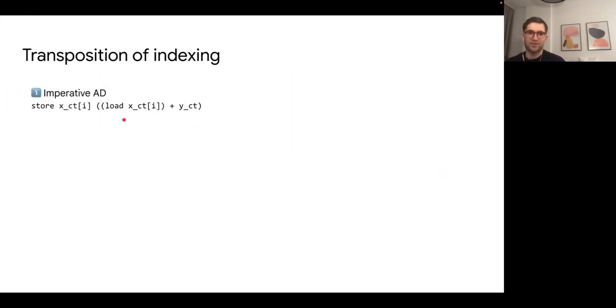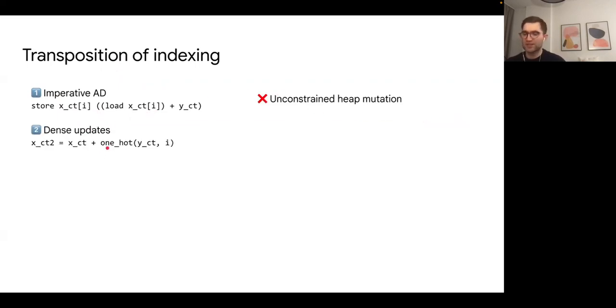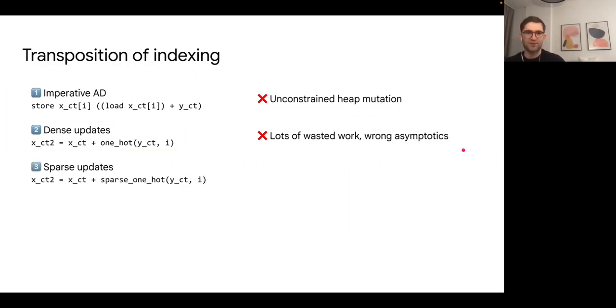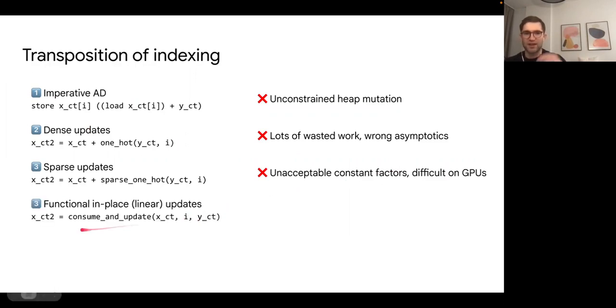Imperative AD just loads, updates, stores. We don't want this. That's unconstrained heap mutation. You could do dense updates where you instantiate those matrices that are full of zeros except for a single one. But sadly, that has lots of wasted work and gives you an AD system with the wrong asymptotics when it comes to efficiency. You can do sparse updates, but this has really bad constant factors and is annoying on GPUs. If you have a linear type system, you can do it with linear updates. The big problem is that this sequentializes code. If you have a parallel loop and you try to turn it into a loop like that, you have to express the passing of ownership between the different loop iterations, which necessarily sequentializes them, which is not ideal.